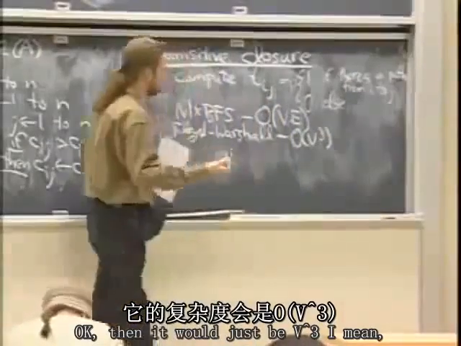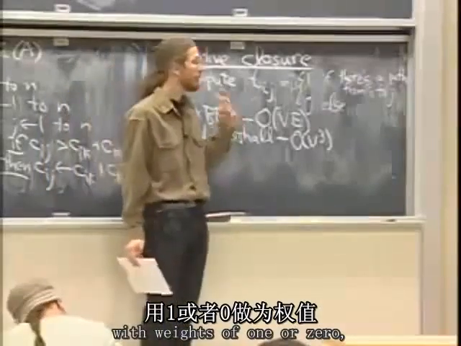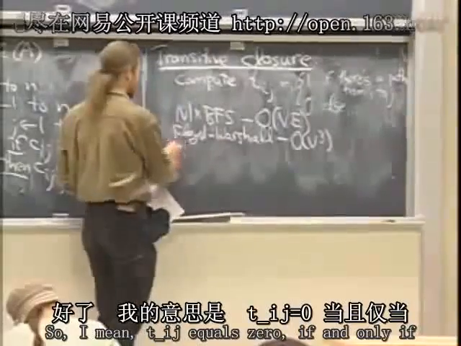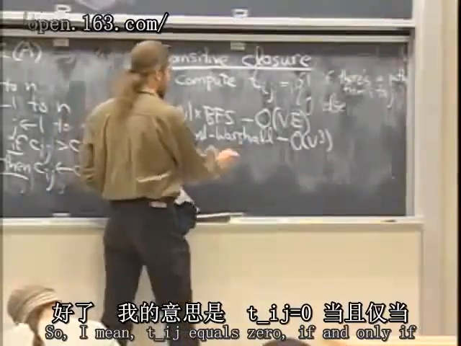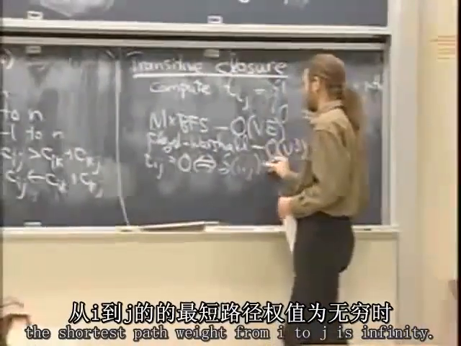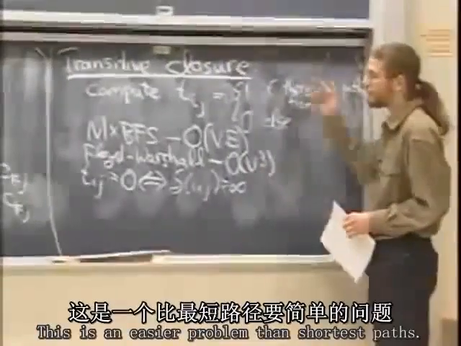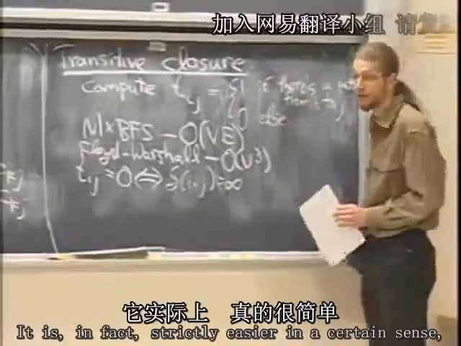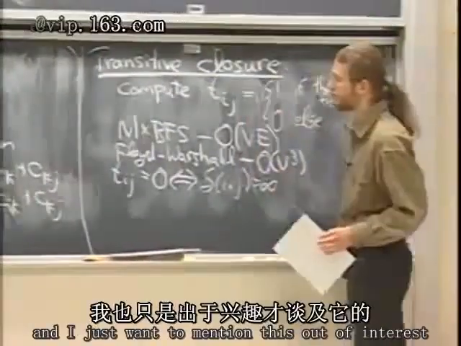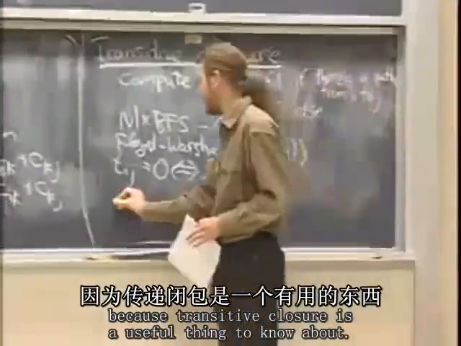I mean, you could run any of these algorithms with weights of 1 or 0, and just check whether the values are infinity or not. So T_ij equals 0 if and only if the shortest path weight from i to j is infinity. So just solve this. This is an easier problem than shortest paths. It is, in fact, strictly easier in a certain sense, and I just want to mention this out of interest, because transitive closure is a useful thing to know about.